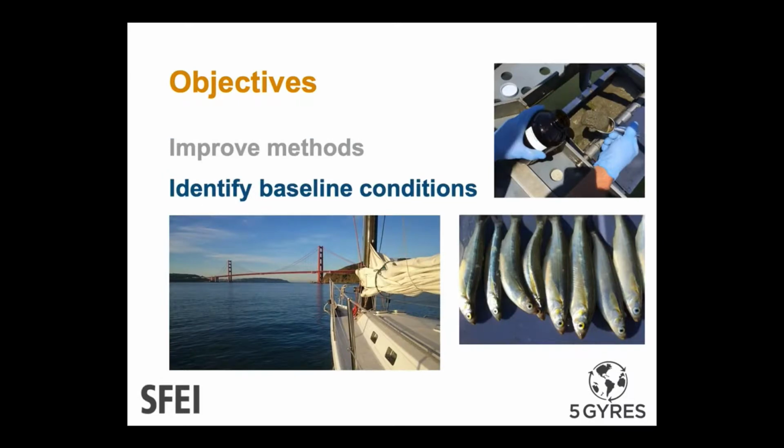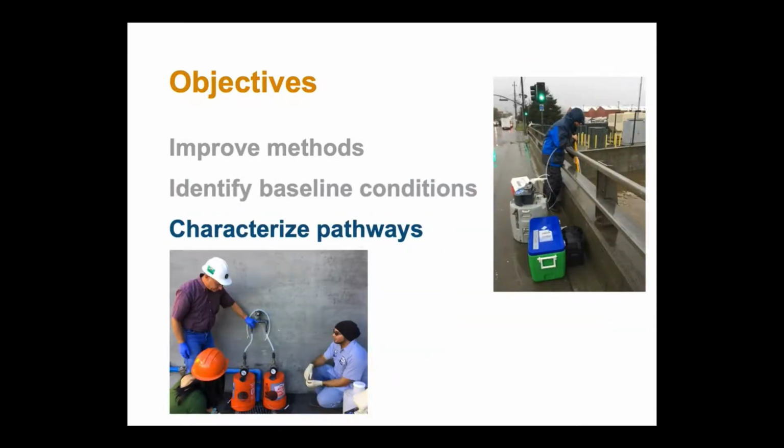The second thing that we wanted to do was to identify baseline conditions in surface water, prey fish, so small fish, and sediment, to understand the magnitude of the issue and to be able to track future trends. Thirdly, we wanted to understand how microplastics were getting into the bay, so we looked at 2 pathways: treated wastewater effluent, and stormwater.